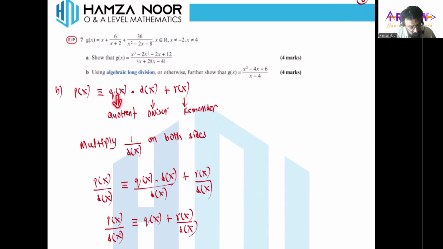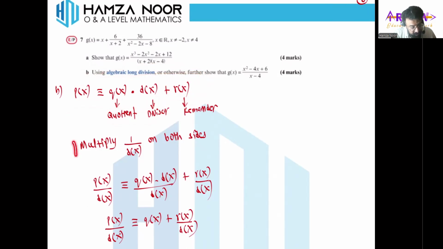This qx is the quotient, this dx is the divisor, and this rx is basically the remainder. Okay, so first of all, I need to explain how we are going to use this identity over here. Then we are going to solve this part B and get our answer. So first of all, I need to do this adjustment with this basic polynomial identity.